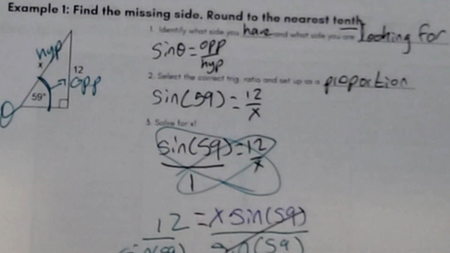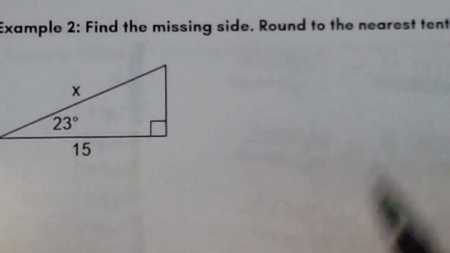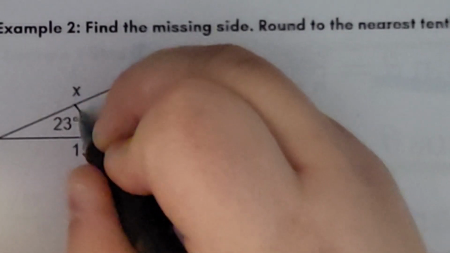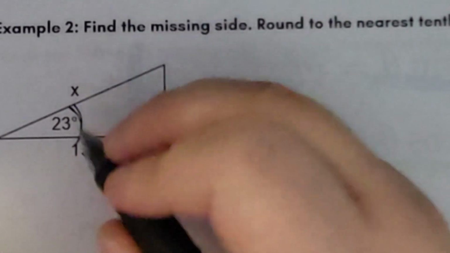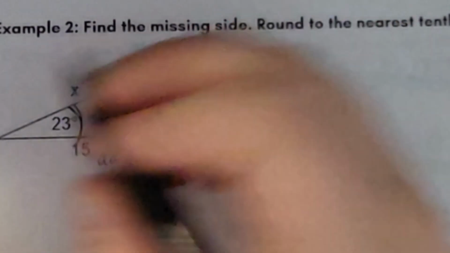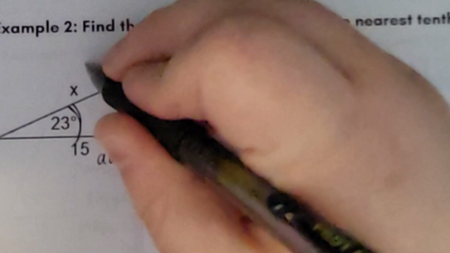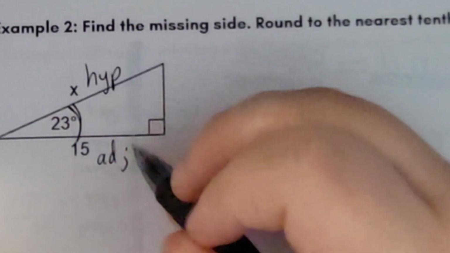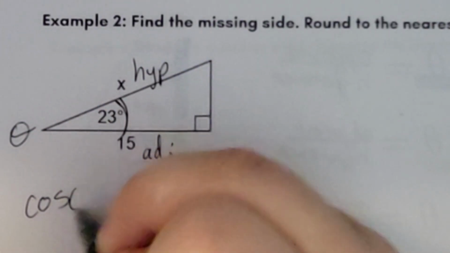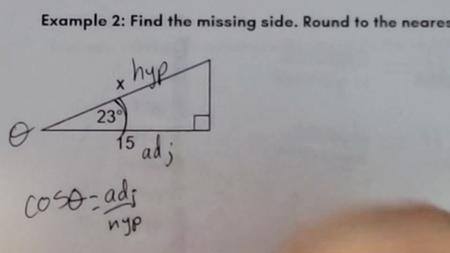Let's go over a couple more examples. Example 2 here, we want to find the missing side, round to the nearest tenths again. So we're given this angle of 23 degrees. We have this side, which is the adjacent. And then we are looking for this side, which is our hypotenuse. Adjacent and hypotenuse means we're using cosine, which is equal to the adjacent over the hypotenuse.